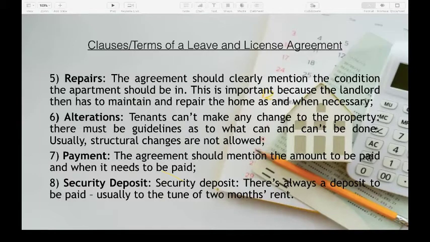Now the mode of payment. The agreement should mention what is the amount to be paid and when it needs to be paid. For example, my agreement will very specifically mention that XYZ amount is payable by every 5th of the month, or in some leave and license agreements which are for a longer period of time, for example 10 years, 12 years.